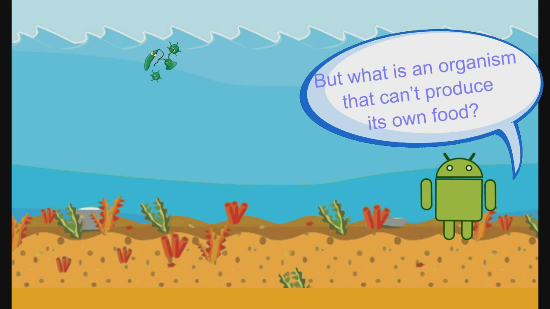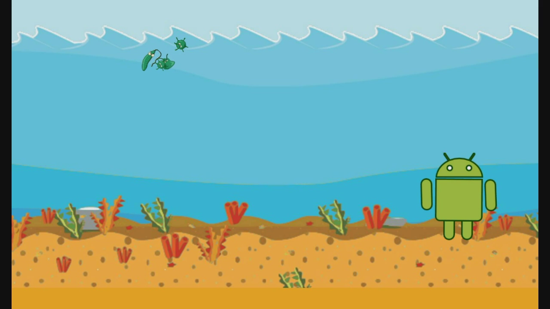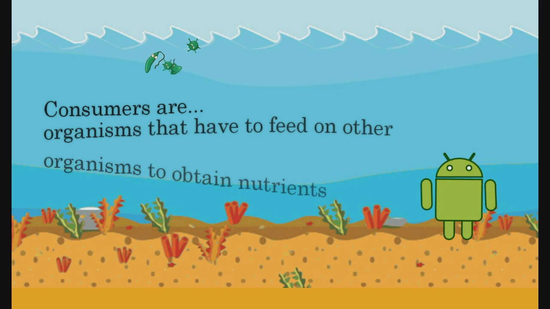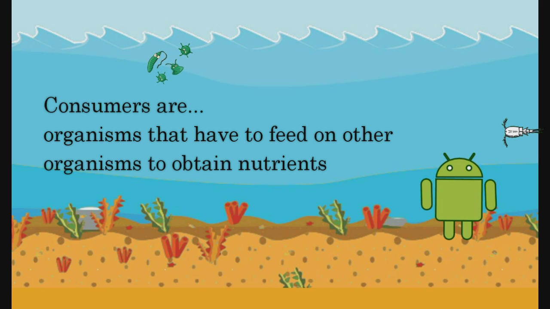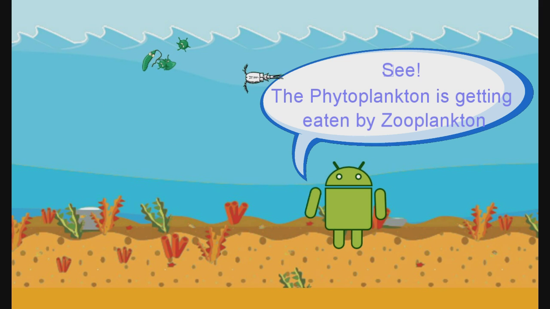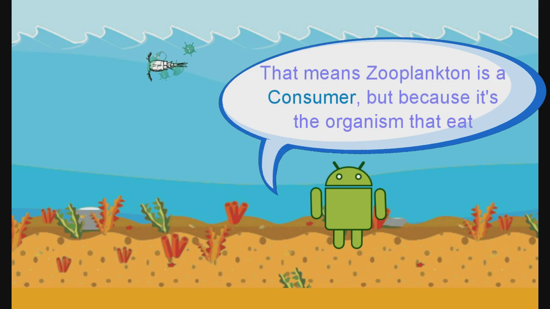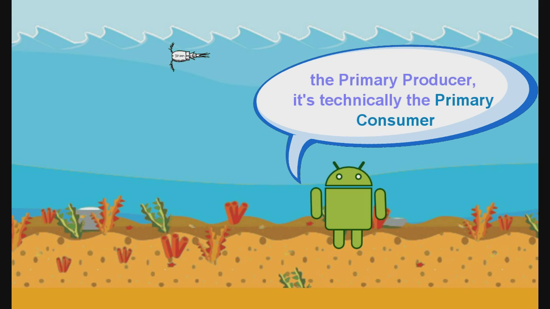But what is an organism that cannot produce its own food? The answer is a consumer. Consumers are organisms that have to feed on other organisms to obtain nutrients. See, the phytoplankton is getting eaten by zooplankton. That means zooplankton is a consumer. But because they're the organisms that eat the primary producer, they're technically the primary consumer.